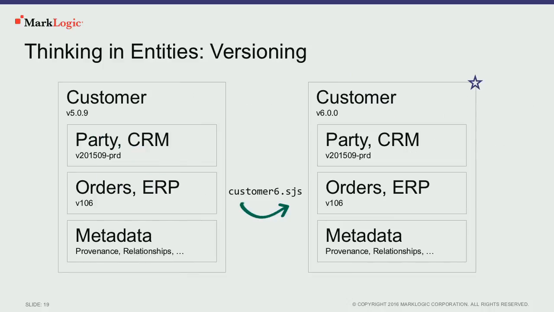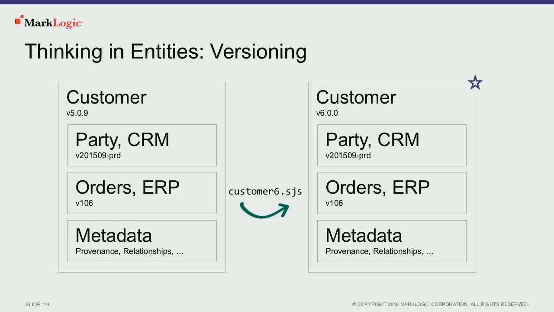But wait, there's more. And of course, your business is always changing. So you might have a different interpretation of a customer tomorrow. So I've gone from version 5.09 to version 6 of my customers. So my canonical definition has changed. My business has changed. The regulations that I'm working in have changed. So I want to be able to not only store my older versions of my customers, I want to store my newer versions of my customers.